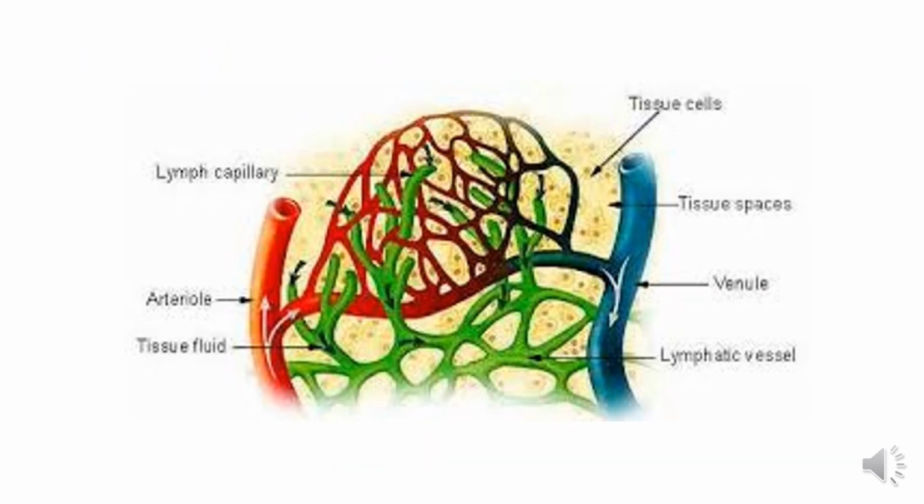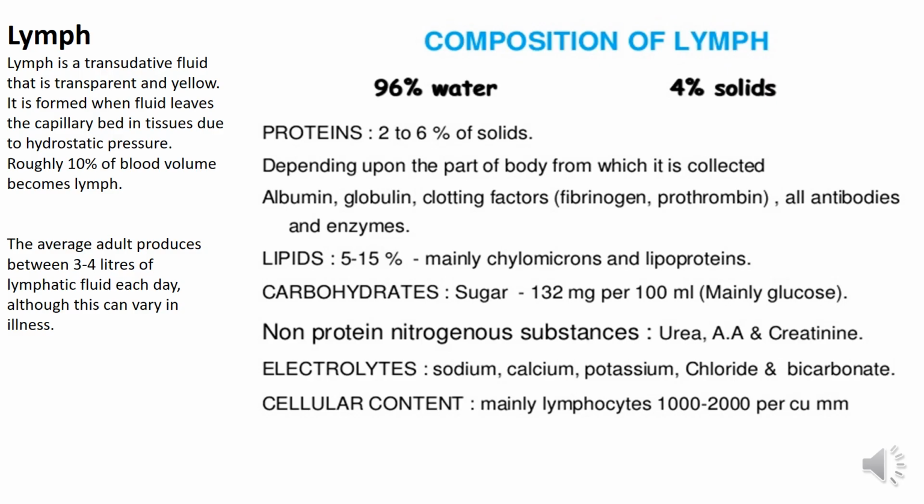Here you can see the relationship of lymph channels or lymph capillaries with the capillary bed. This is the arterial side of the capillary bed. This is the venous side of the capillary bed. This green colored one is the lymph channel. These are the tissue cells. The excess fluid in the tissue cells is collected by the lymph channels.